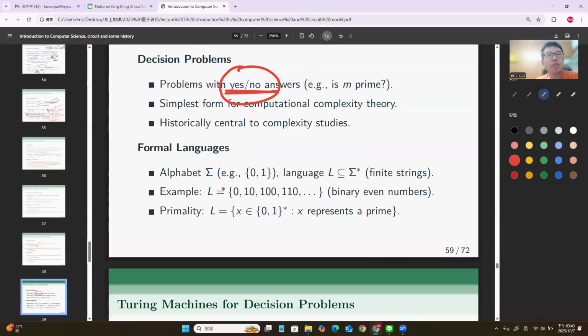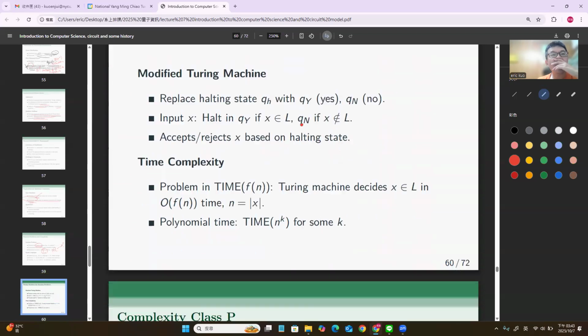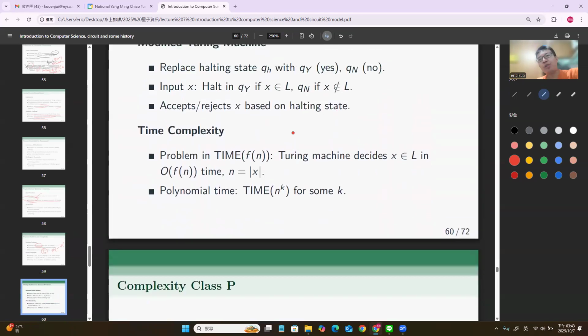Formal languages are the same. I give you a language L, and you want to write an algorithm that tells me whether x belongs to L or not. And it's a Turing machine, so you restrict the Turing machine to only output 0 or 1. Time complexity is defined as TIME(f(n)): the Turing machine decides x in L in O(f(n)) time, where n is the length of x. This is the set of problems that can be solved by a Turing machine in f(n) time.